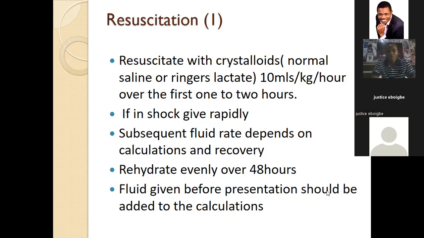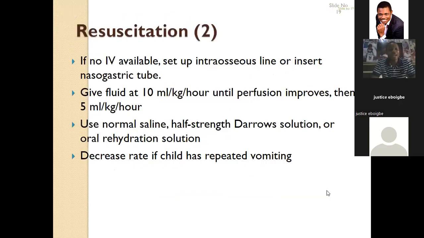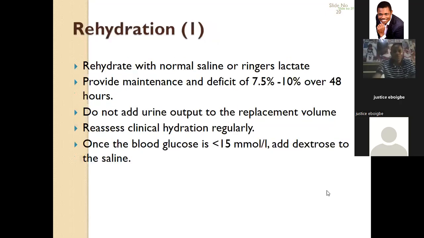Sometimes IV access is not available. You search for a line because the patient is dehydrated, and you cannot get anything. So you can set an intraosseous line. Intraosseous is where you put a needle into the bone, and the most common site is the proximal tibia, about 2 centimeters below the tibial tuberosity. You insert your needle into the bone marrow, and you can resuscitate through that. Like we said earlier, you give 10 mils per kg over 1 hour, using normal saline or Ringer's lactate. Now, we'll talk about all of this.